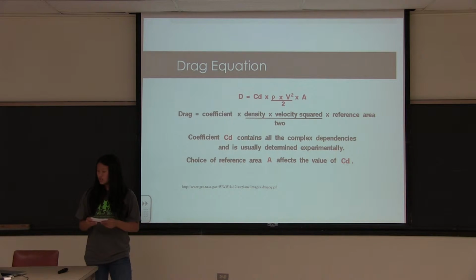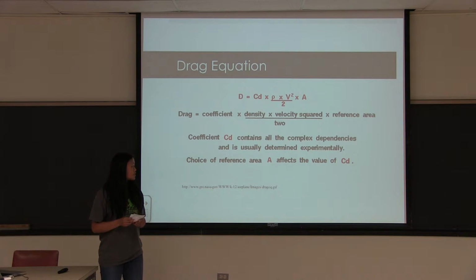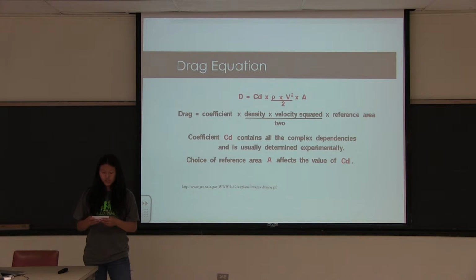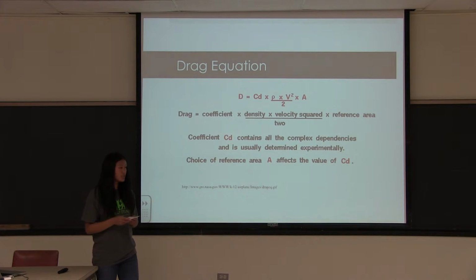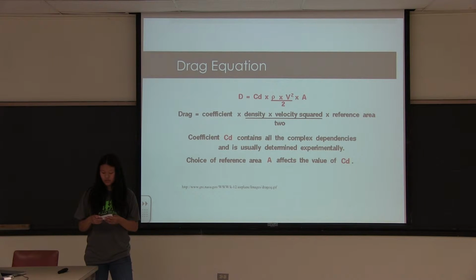The drag equation is D equals Cd times rho v squared over 2 times A, where Cd is the drag coefficient, which is affected by the choice of reference area, and the magnitude of the force depends on the viscosity, and viscosity is the measure of a fluid's resistance to flow.